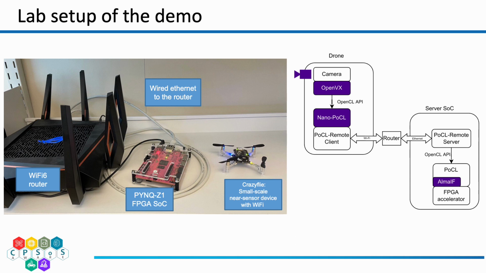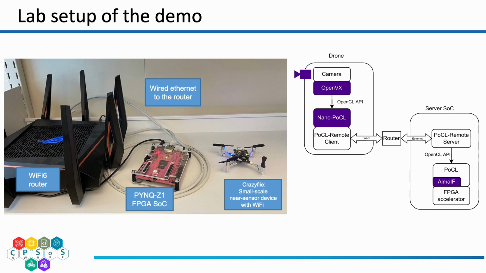The laboratory setup for the proof-of-concept demonstrator consists of these three devices: the drone, an FPGA, and a router. The pink Z1 board acts as a compute server with a small FPGA and an ARM CPU that executes the PoCL Remote server. PoCL Remote server uses the OpenCL API to forward the commands to a local OpenCL implementation. In this demonstrator, the implementation used is PoCL, which uses the improved ALMA-IF to communicate with the custom FPGA accelerator.